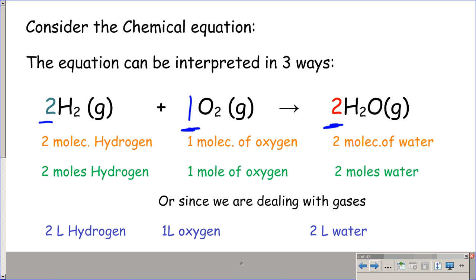So 2 molecules of hydrogen plus 1 molecule of oxygen yields 2 molecules of water. I like that rate. You can do what you want with it, based on the fact that you know the coefficients.